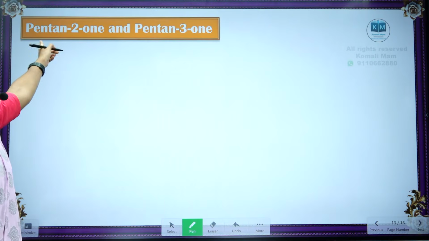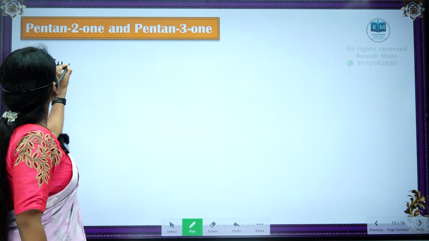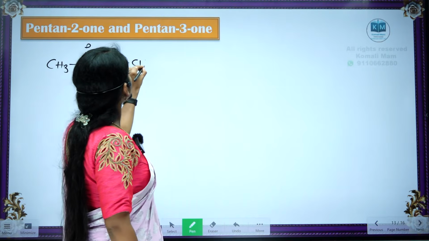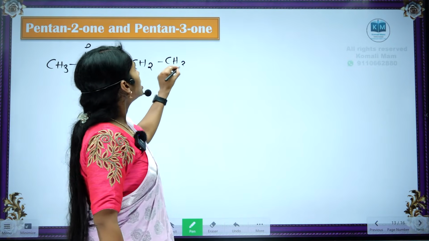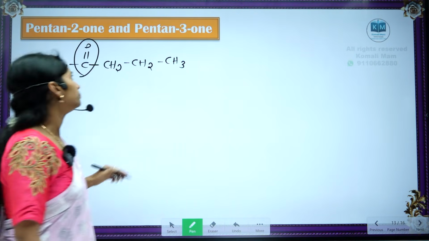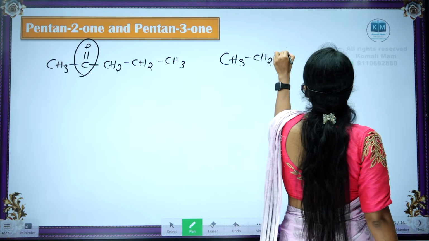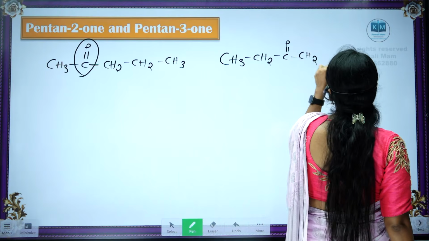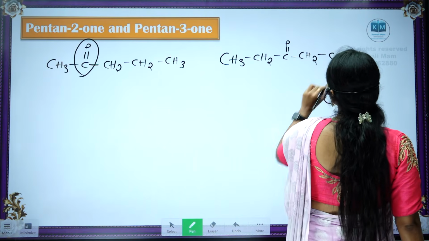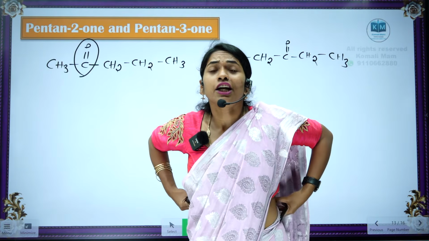See the next question. Pentan-2-one, pentan-3-one. Draw the structure first. CH3, C double bond O, CH2, CH2, CH3. This is pentane, second position double bond O is there, pentan-2-one. Next, CH3, CH2, C double bond O, CH2, CH3. This is pentan-3-one, third position. Now tell me which test, easily by seeing only you can say.